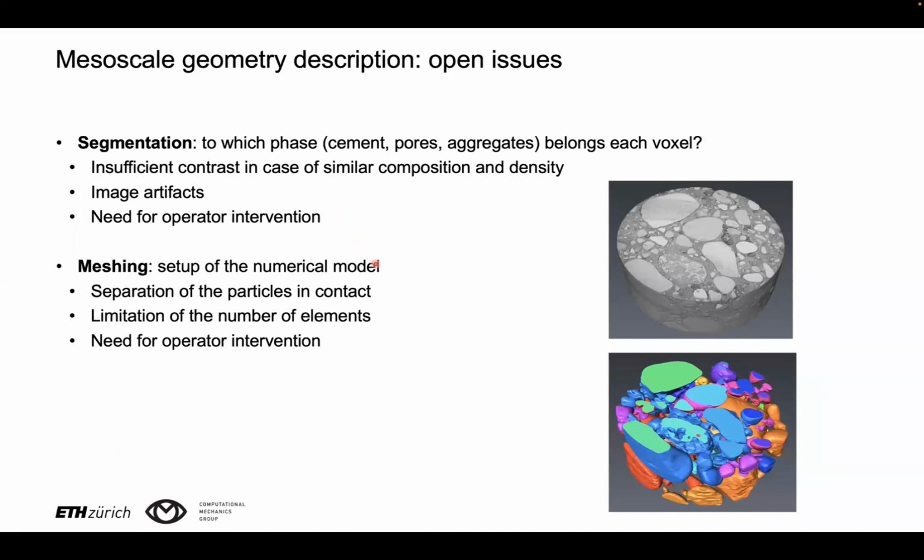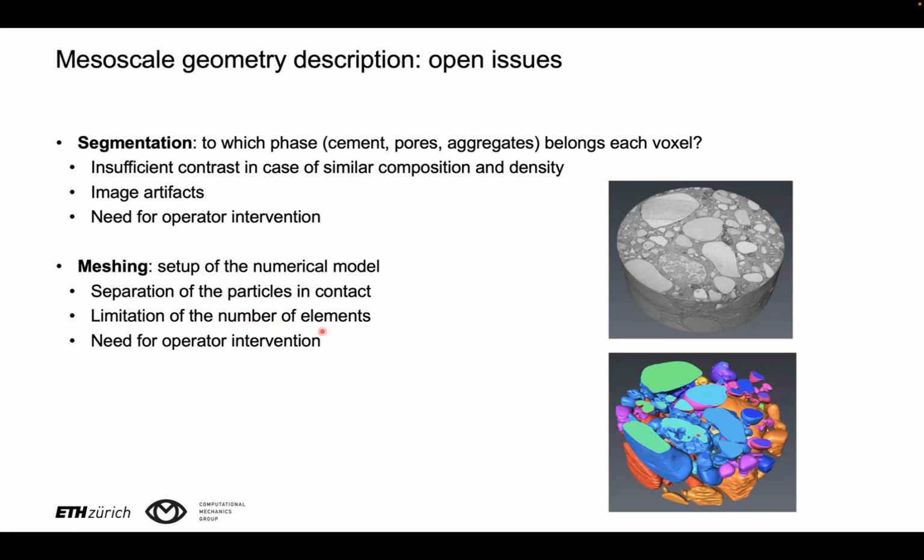On the other hand, the next step, once you have a segmented model, is meshing. So meshing means the setup of the finite element model to be then computed in the next step. And this is also not trivial, because here we have a huge number of particles, and many of them will be very close to each other. So you need to make sure that these particles are described faithfully. So for instance, if they are just in contact, they still need to be separate particles and not be condensed into one.